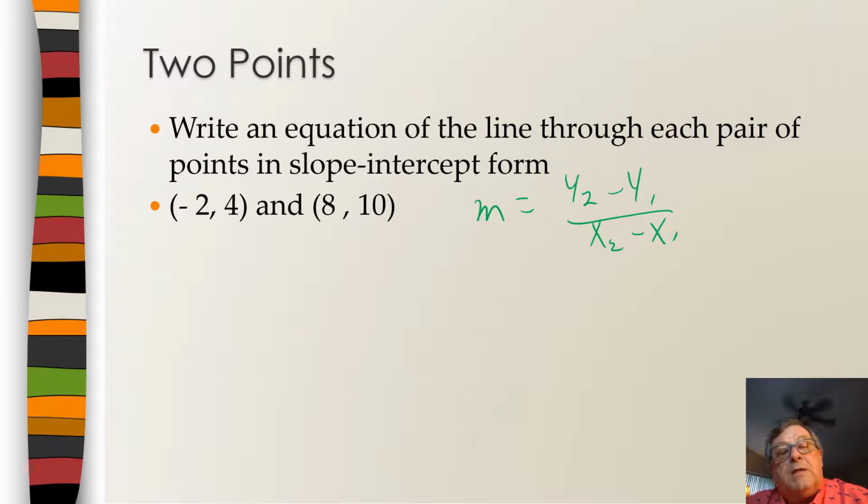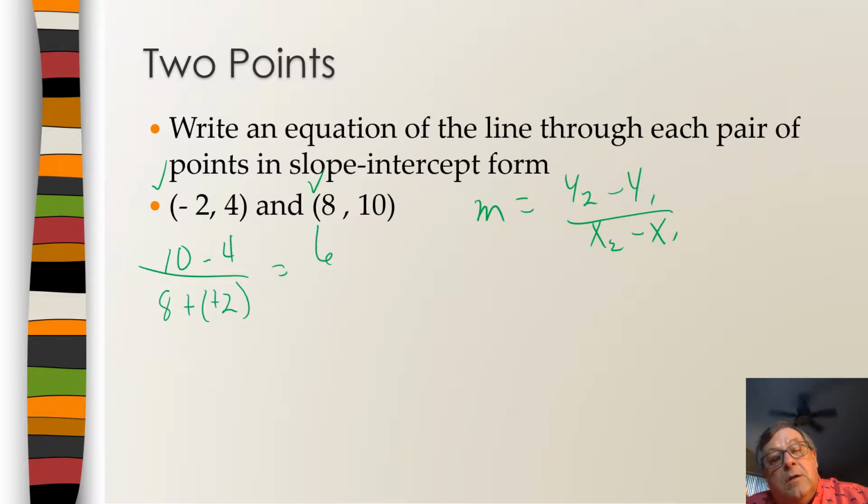Well, I read left to right, so these are my number ones, and this is my number twos. And so let's go, well, 10, y2 minus y1, 4, over x2, 8, minus x1, -2, which is going to make that a plus, equals 10 minus 4 is 6, 8 plus 2 is 10, and I can reduce that down to 3/5. All right, well, that's my slope.